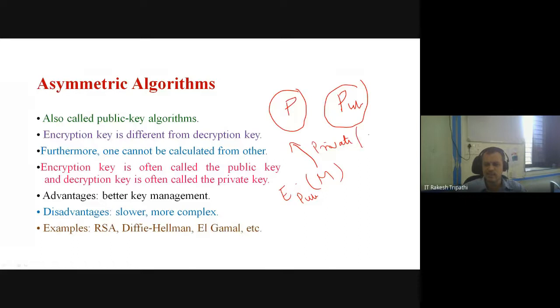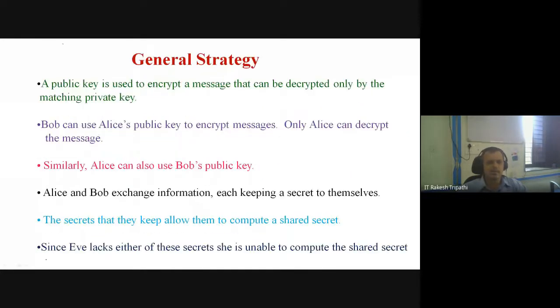With my private key, I decrypt the message. I hope everybody knows about this. The famous examples of this are RSA, Diffie-Hellman, and ElGamal. The general strategy is that a public key is used to encrypt a message, and that can be decrypted only by the corresponding private key. So the public key and private key come in a pair.